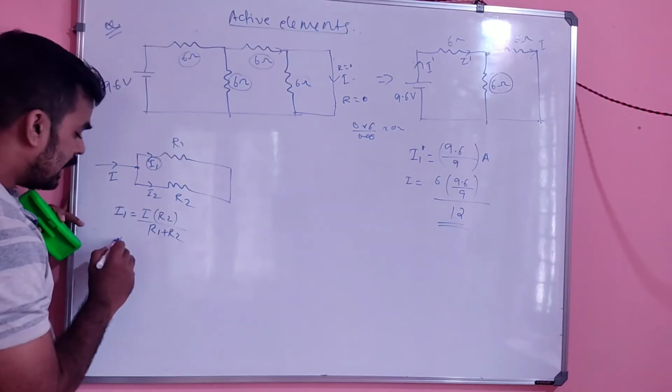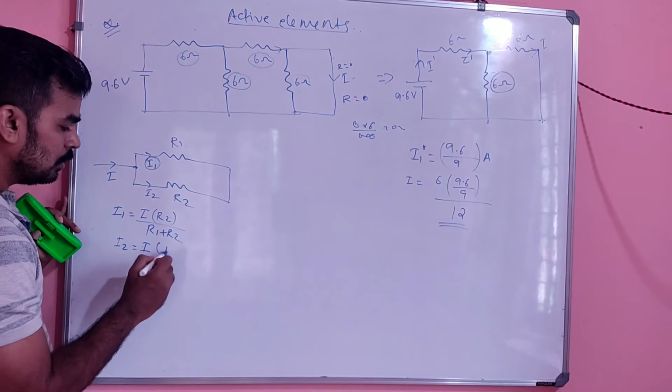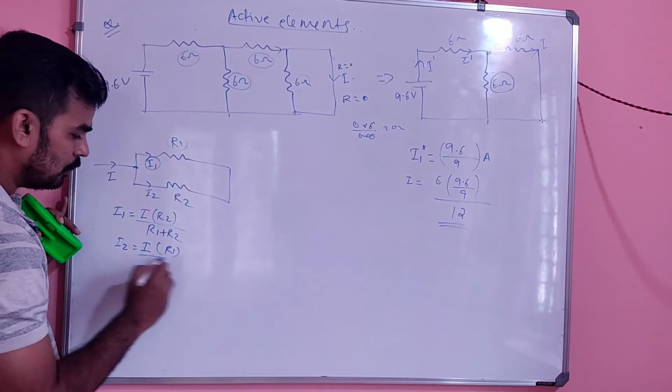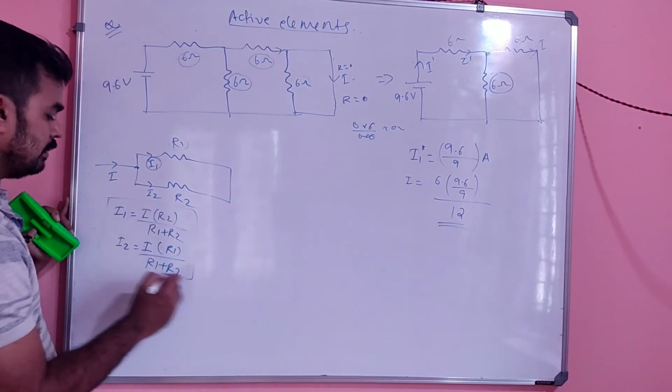Clear? And I2 will be equal to I into the opposite branch resistor, which is R1, whole divided by R1 plus R2. This is the current division rule.